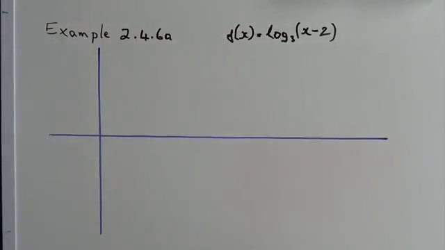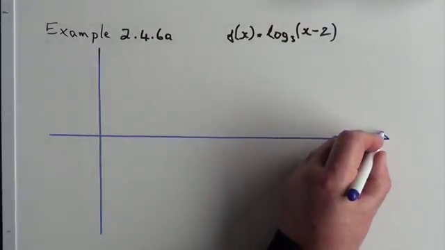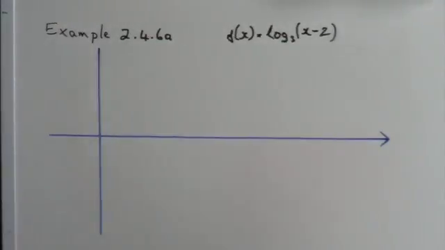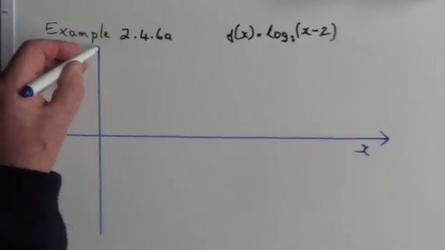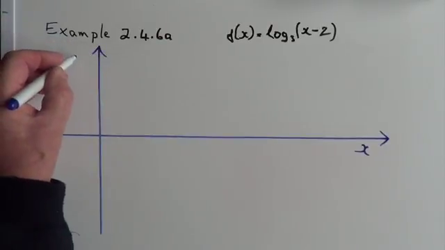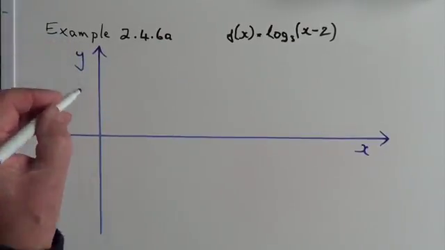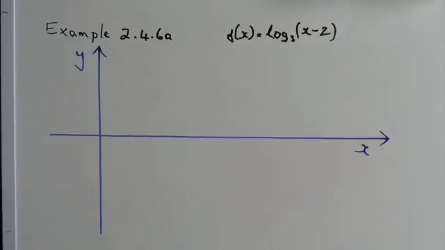Once you have drawn the axes, remember to label them. The horizontal axis is the independent variable, in this case x. I'm going to label the vertical axis y, even though the question uses the notation f of x. It would seem to me that both notations would be acceptable.